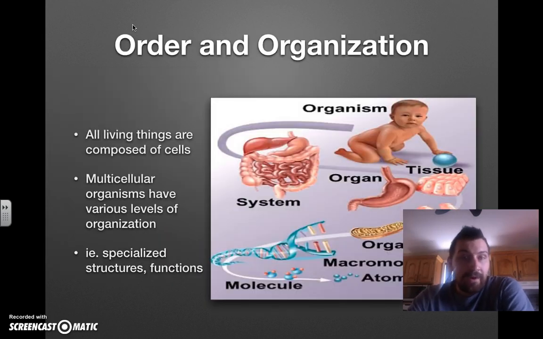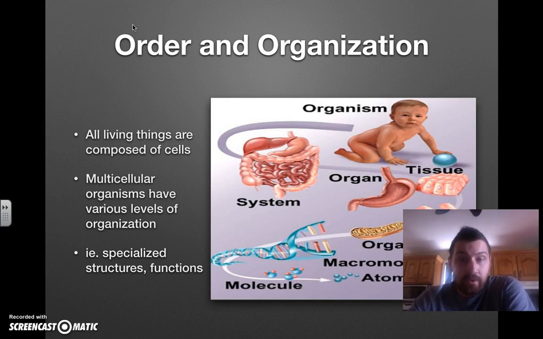Second one is order and organization. So all living things are composed of cells. Remember the cell theory. Multicellular organisms have various levels of organization. You can see here in the diagram there are some specialized structures like tissues that cells have formed, and the tissue then forms the organs, the organs form a system, and all of these things form the entire organism. And each of these specialized structures have specialized functions as well. So that's what we mean by order and organization.